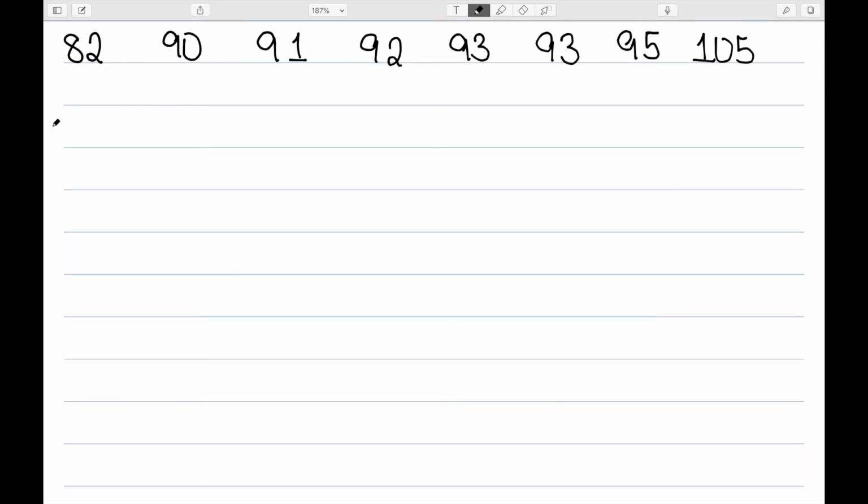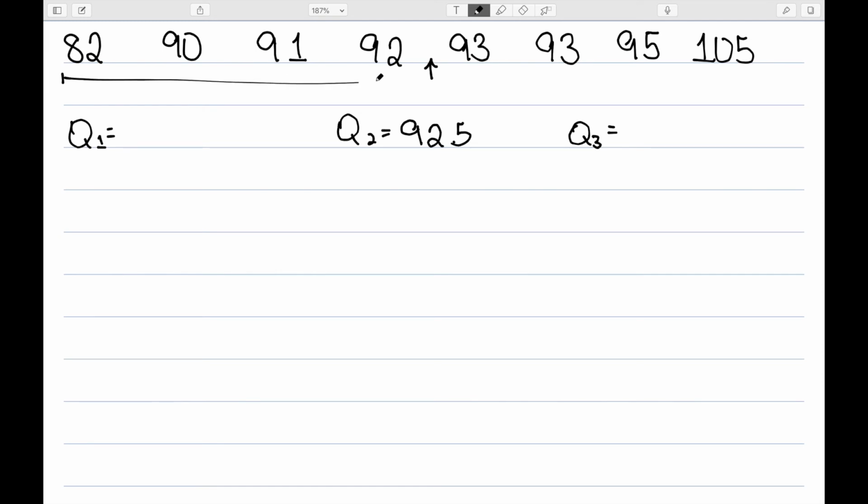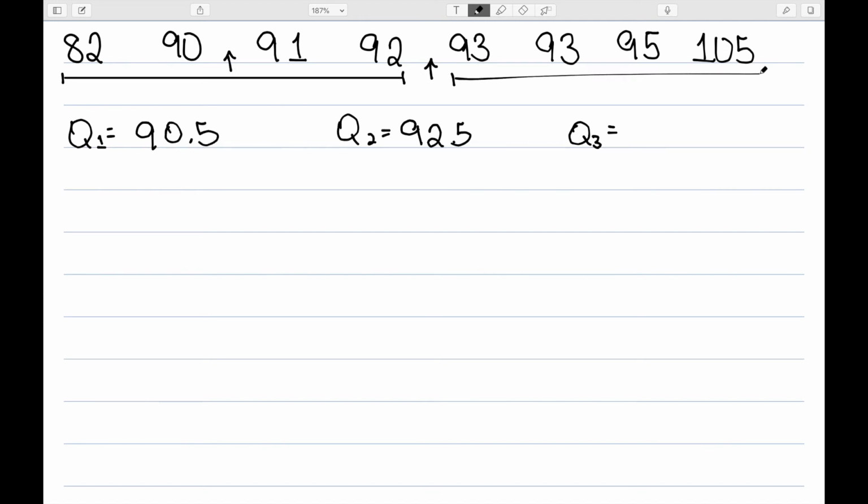Let's look at another data set. We need to start by finding my quartiles, Q1, Q2, and Q3. And once again, I did this in a previous video, but let's go ahead and look at it again. Our median is halfway between 92 and 93, so 92.5. Q1 will be halfway between 90 and 91, so 90.5. And Q3, halfway between 93 and 95, or 94.